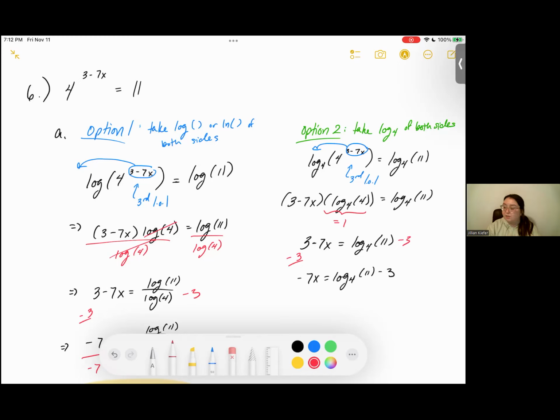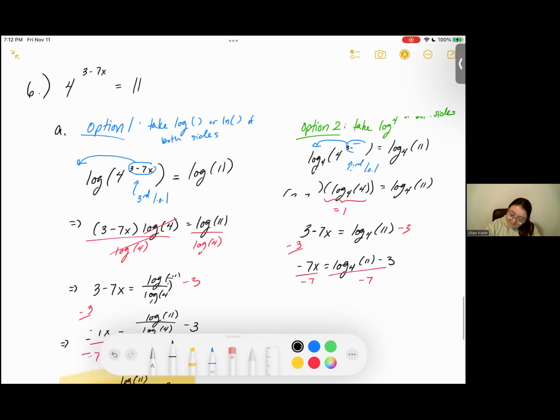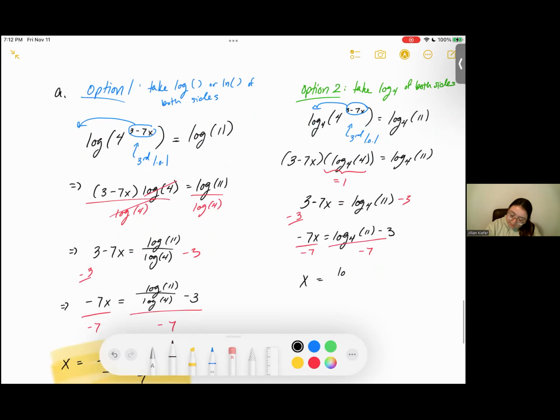Get rid of that negative 7 by dividing by negative 7 on both sides. And we get x is equal to log base 4 of 11 minus 3, all divided by negative 7, or you can put the negative in the front, like I forgot to do. There we go, negative in the front now. And that is also an exact solution.